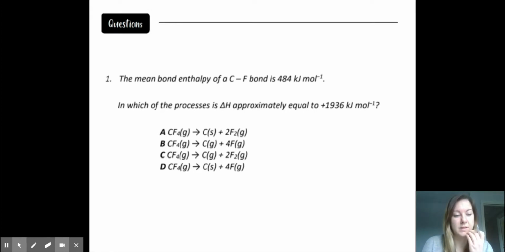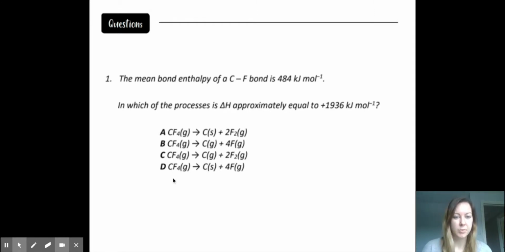So what that means is that on the positive side, or the bond breaking side, we're going to be breaking 4 of those carbon to fluorine bonds. So that means that we should have a CF4 molecule on the left. What doesn't help us is the fact that every single one of these does.